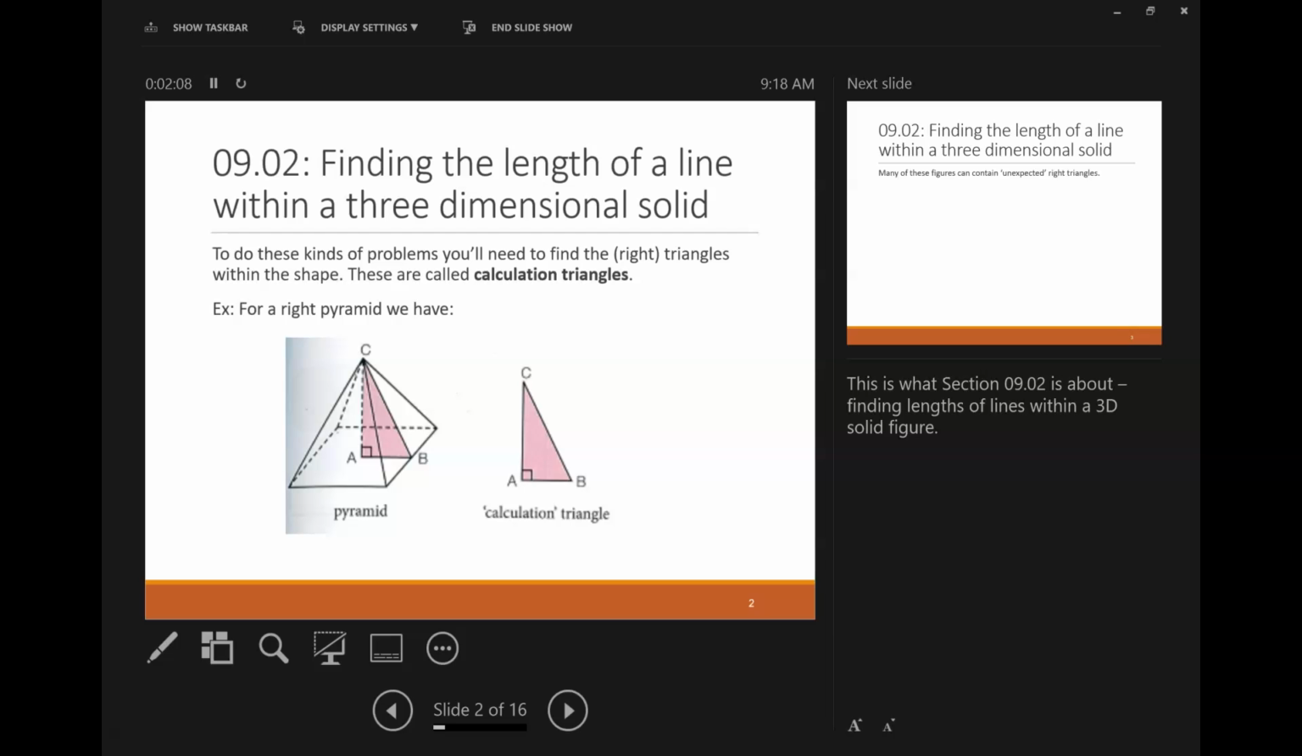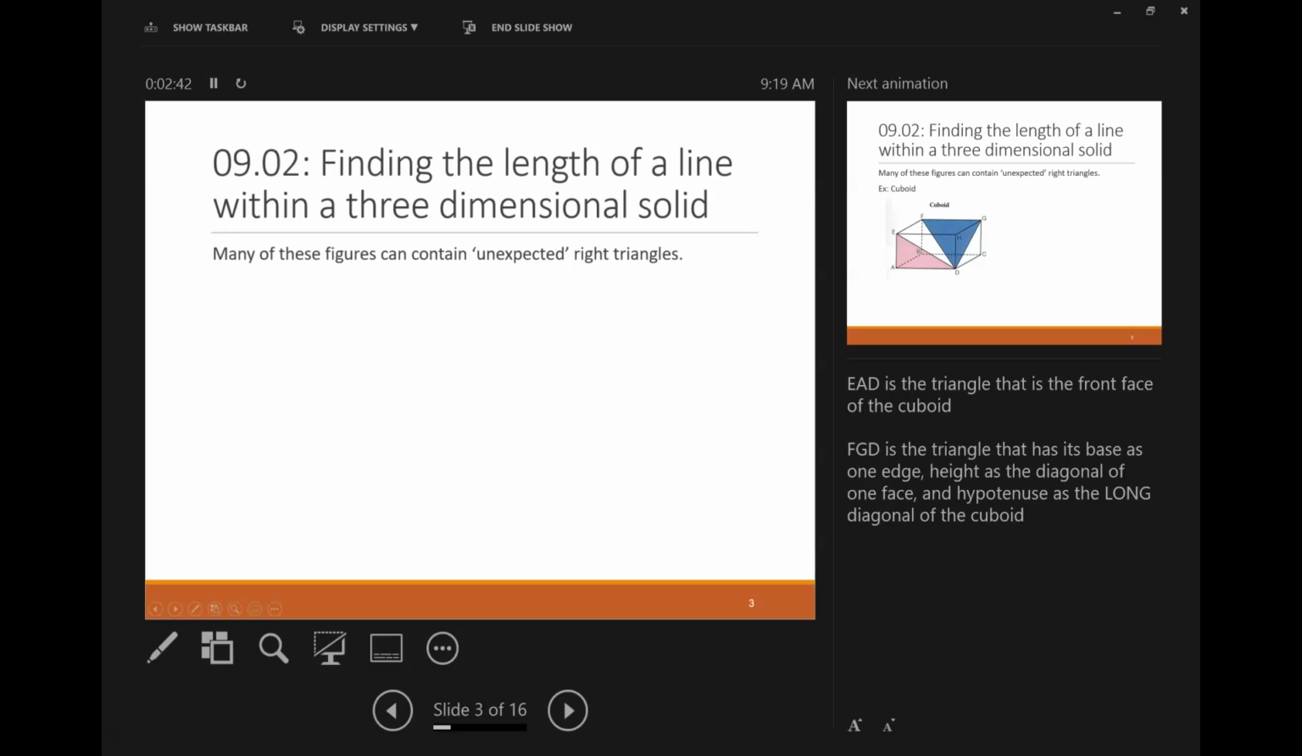Is this the only calculation triangle that we might need in here? No, depending on what information we're given or what we're being asked to find, there could be several different calculation triangles that might be of interest to us in something like this pyramid. One of the skills that we'll have to develop during the course of this chapter is being able to pick out which calculation triangles are of interest to us and which are not. So that's a fairly obvious calculation triangle.